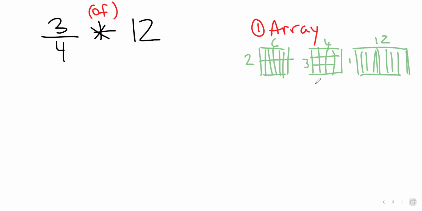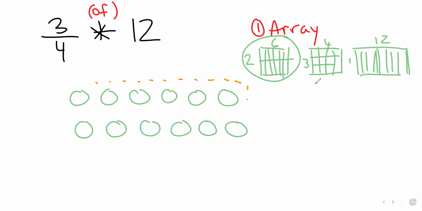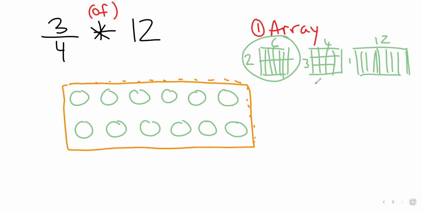So let's see here. I'll build a 2 by 6, which is the first one I did here. So I'm going to make 6: 1, 2, 3, 4, 5, 6. I'm going to make 2 rows of that, and that would be 12 items. You can see there. And to help see it, I do think it's a really good technique to put a square around it, or a rectangle.